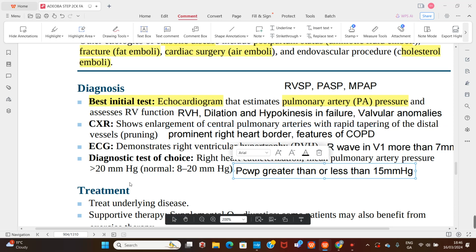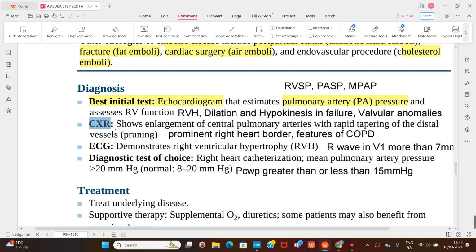Then you can also do your chest x-ray to corroborate your findings. And just like I've said, in pulmonary hypertension there is narrowing of the vessels, so you are going to have congestion upstream. There's going to be enlargement of the central pulmonary artery with tapering of the distal ones, which is called pruning. That's what we are going to see on X-ray. And we should not worry about this, because definitely we will not be asked to look for pruning on X-ray. They can say it in the question stem.